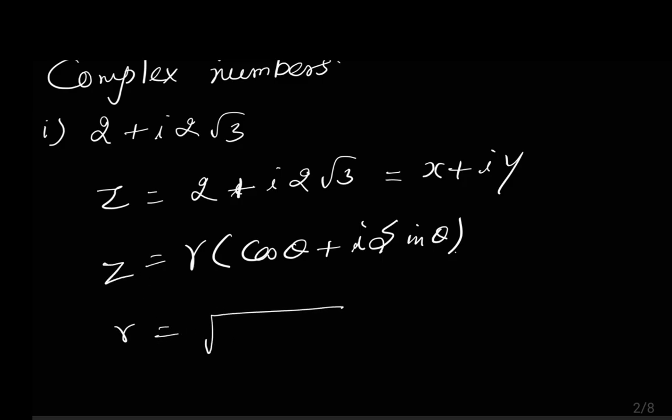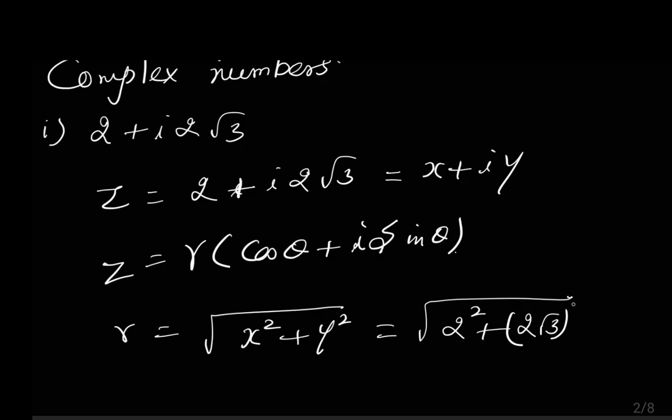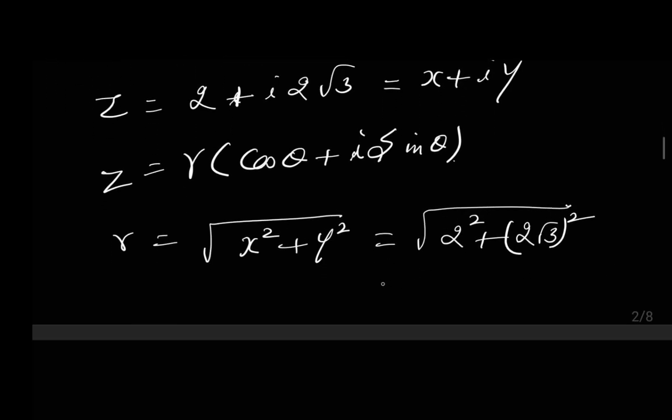r is equal to the square root of x squared plus y squared. That is the square root of 2 squared plus the y value, 2 root 3, squared. So 2 squared is 4, plus 4 times 3 is 12, so the square root of 16. That is equal to 4.